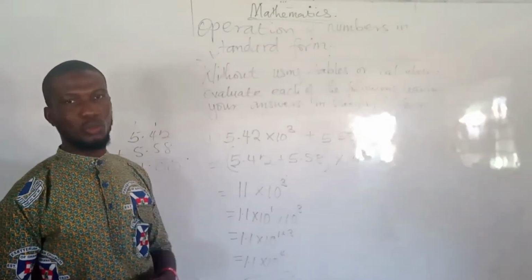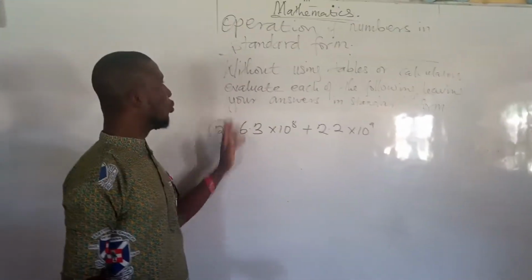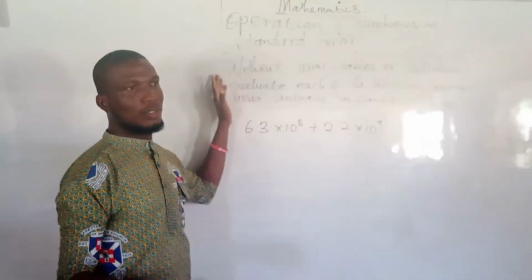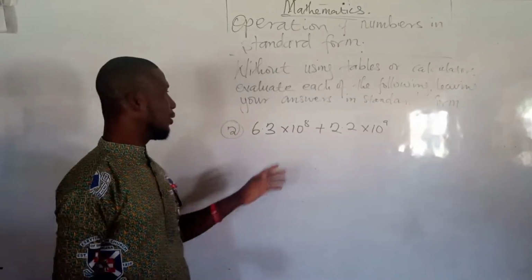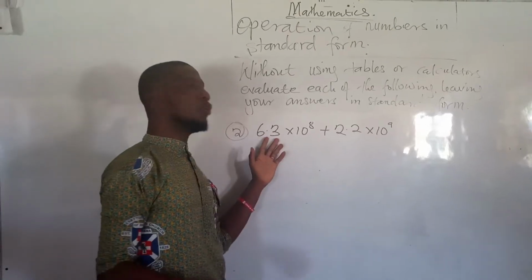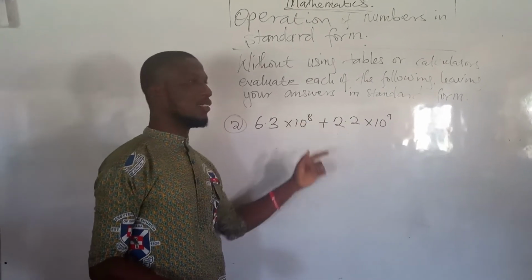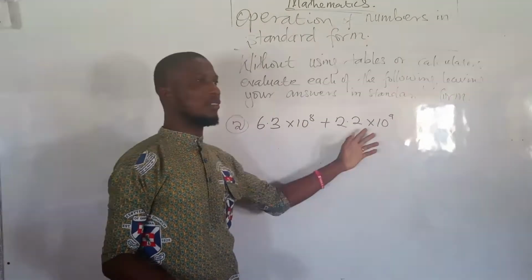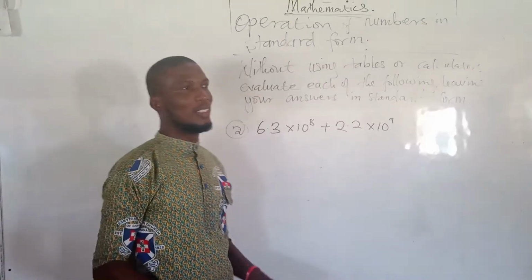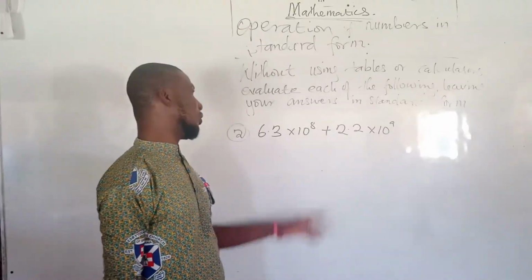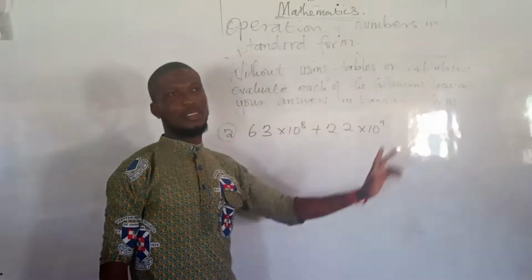So let's take example 2 quickly, with the same instruction. But like I was saying earlier, this one has 6.3 times 10 exponent 8. And this has 2.2 times 10 exponent 9. They don't have the same exponent of 10. This is 8, this is 9.